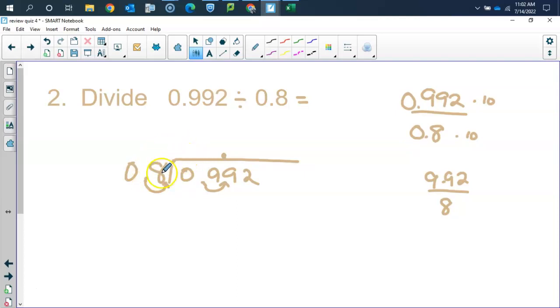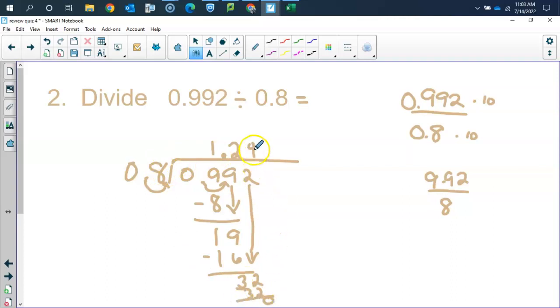8 doesn't go into 0, so I don't need to do that. How many times does 8 divide into 9? 1 time, so that goes right above there, and notice I have already moved my decimal place up into my answer. 1 times 8 is 8, and I'm going to line that up right underneath that 9. 9 minus 8 is 1. Now I bring down my next number, which is 9. 8 divides into 19 2 times, and that goes right above that 9. 2 times 8 is 16. I subtract, 19 minus 16 is 3. Bring down my 2. 8 divides into 32 4 times. 4 times 8 is 32.